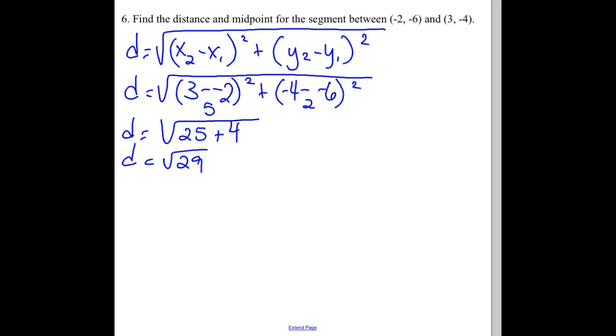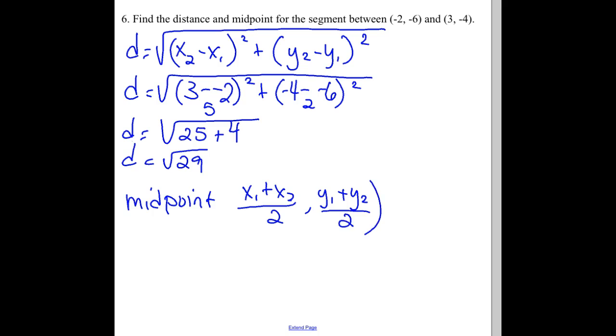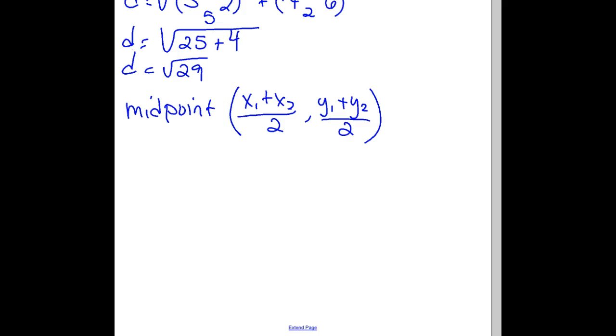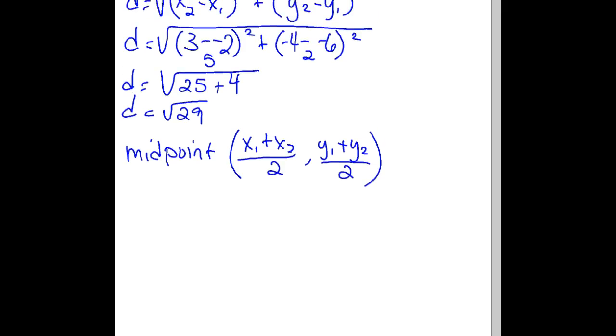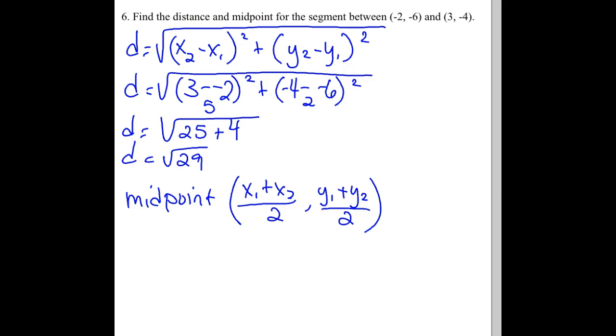All right, and then midpoint, our formula is to average the x's. So we're going to take x1 and x2, add them together, divide by 2. And then we're going to do the same thing for our y's. y1 plus y2, average them out. All right, so plugging our numbers in again. Our x's, we have a -2 and a 3. Our y values, we have -6 and -4.